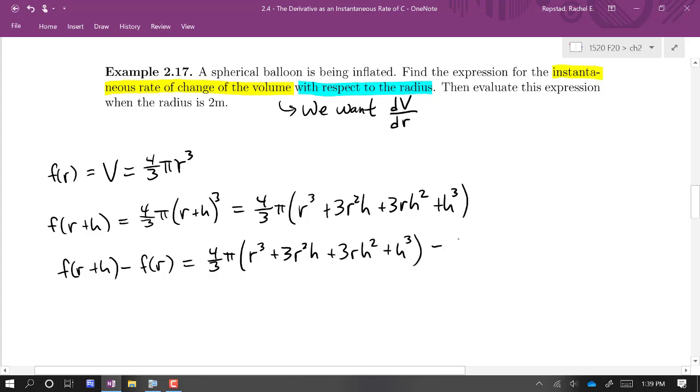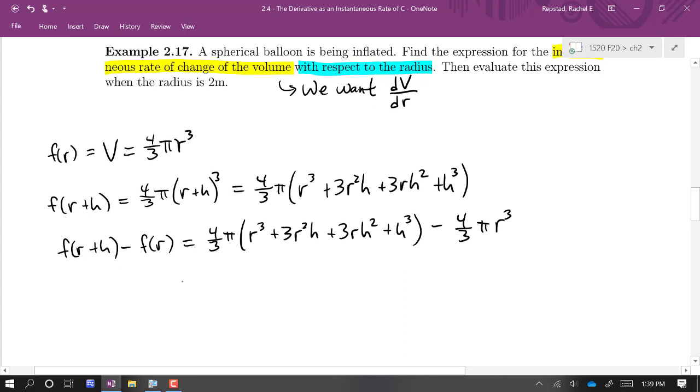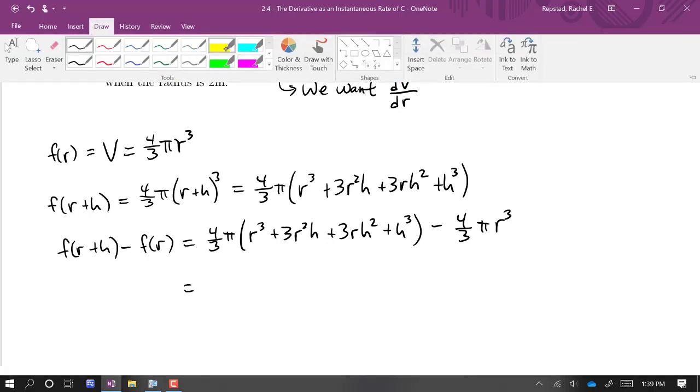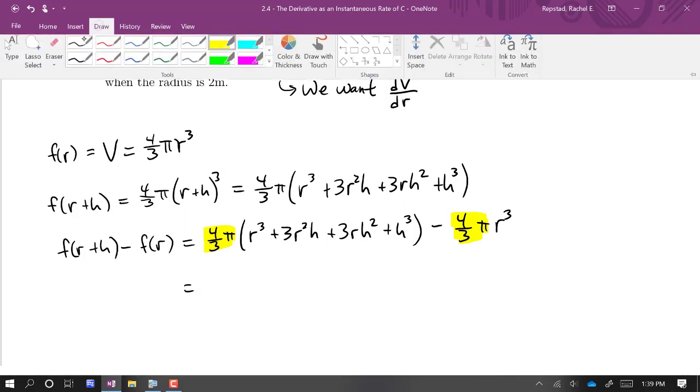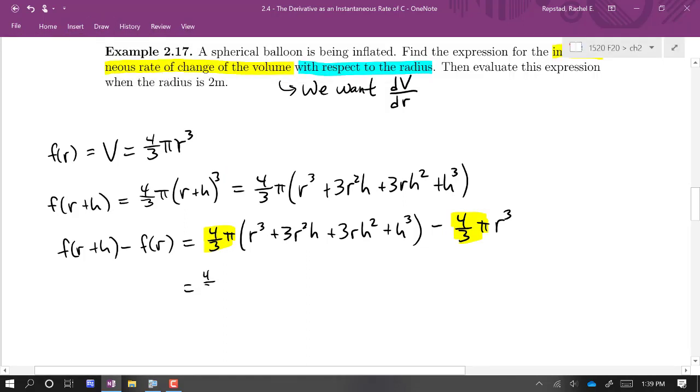And then minus f of r, minus 4/3 pi r cubed. So rather than distribute the 4/3 pi to everything in the first product there, I'm going to just say, oh look, I actually have a common factor of 4/3 pi, and I'm going to factor that out. So inside now I've got r cubed plus 3r squared h plus 3r h squared plus h cubed minus r cubed. The r cubed and the minus r cubed cancel.